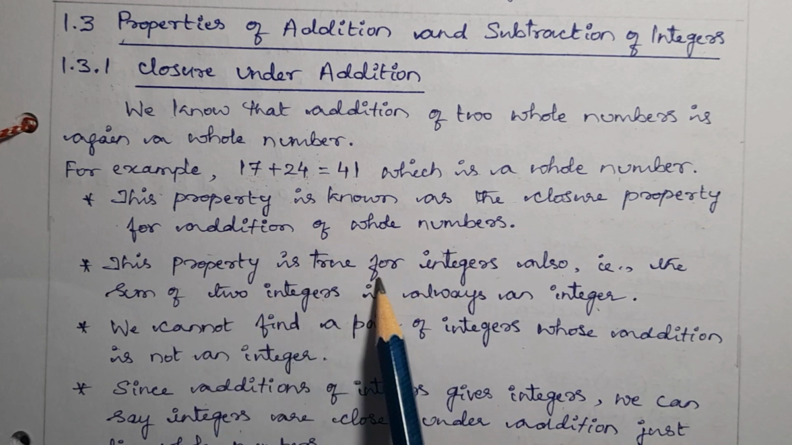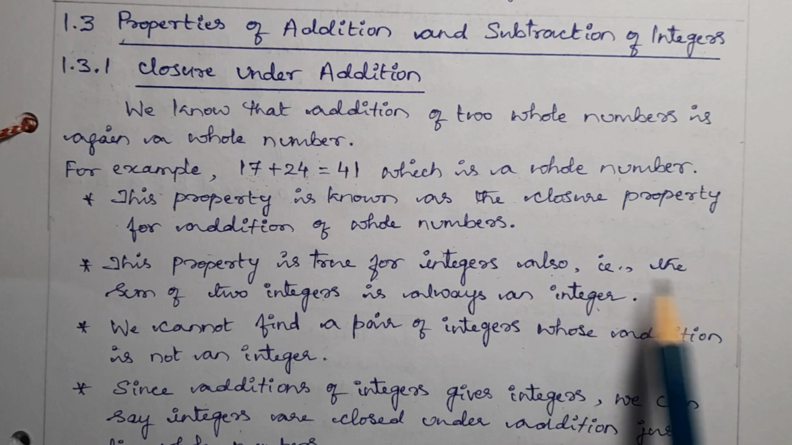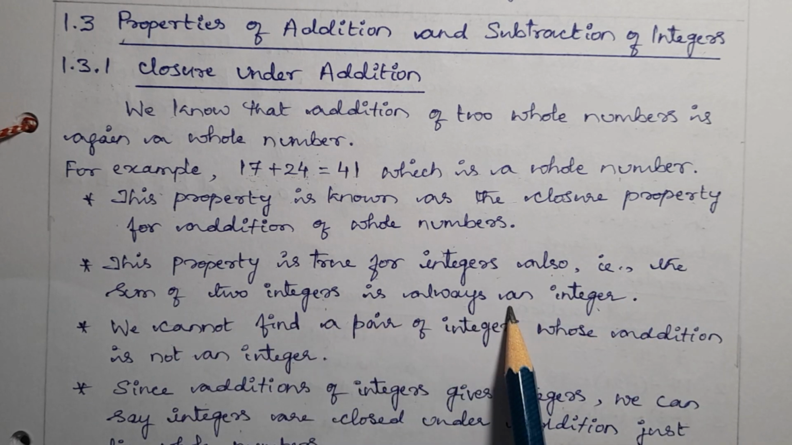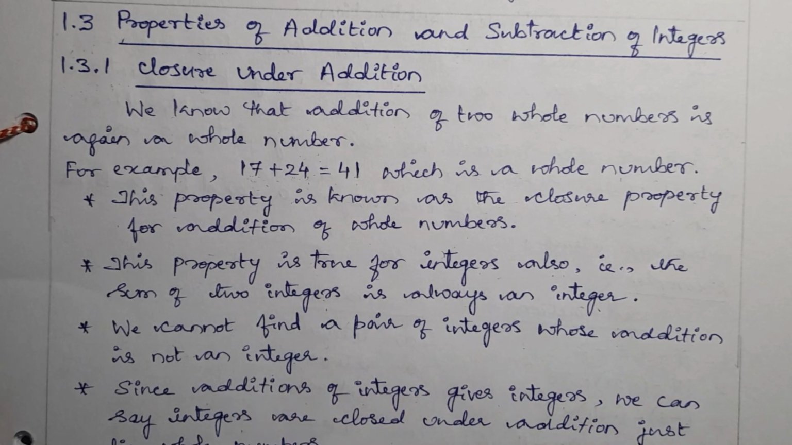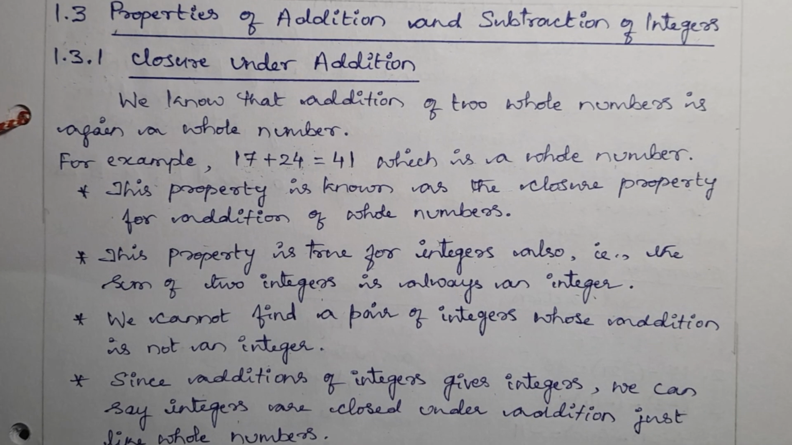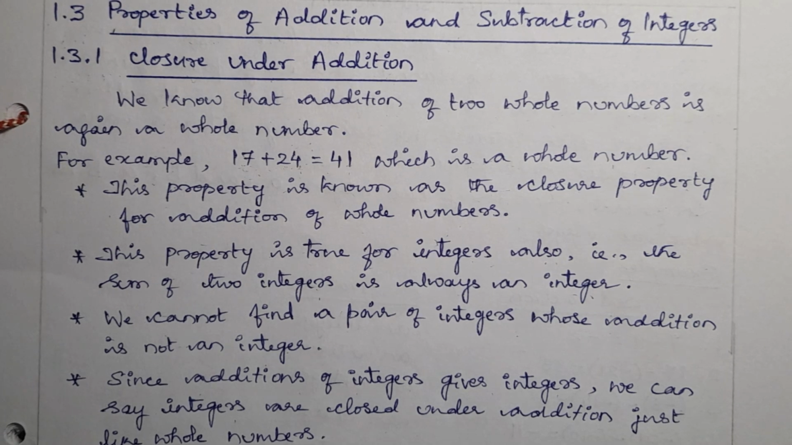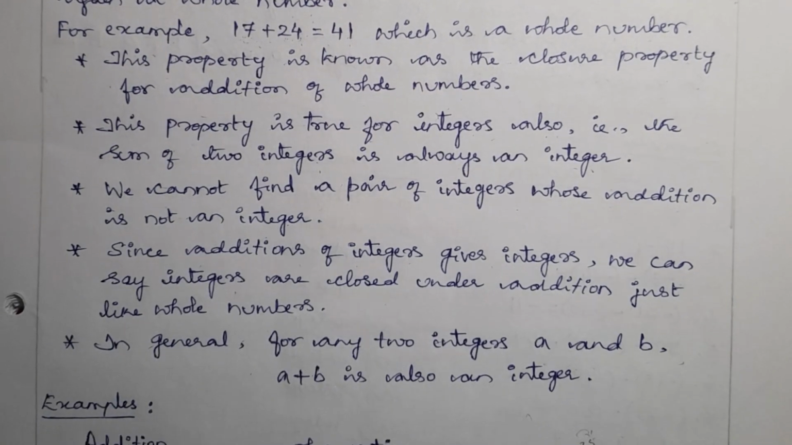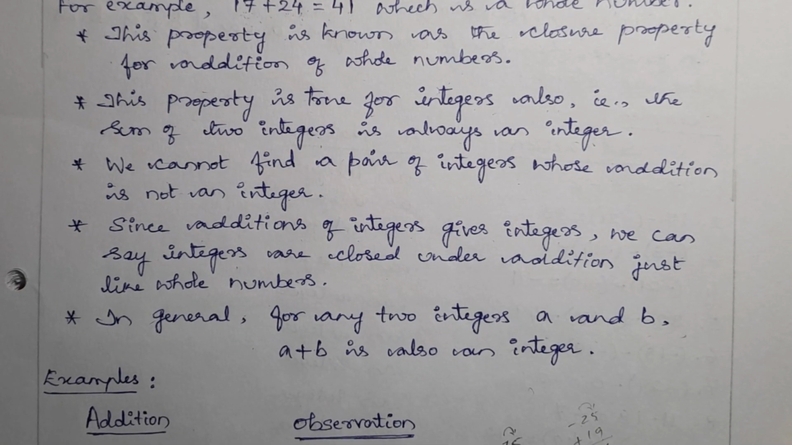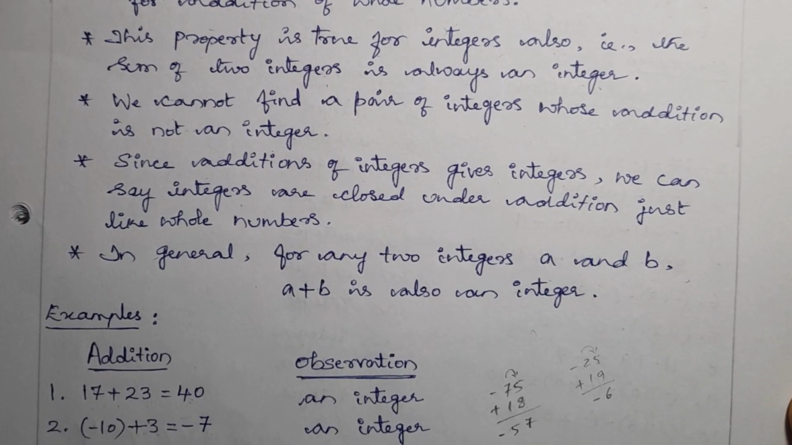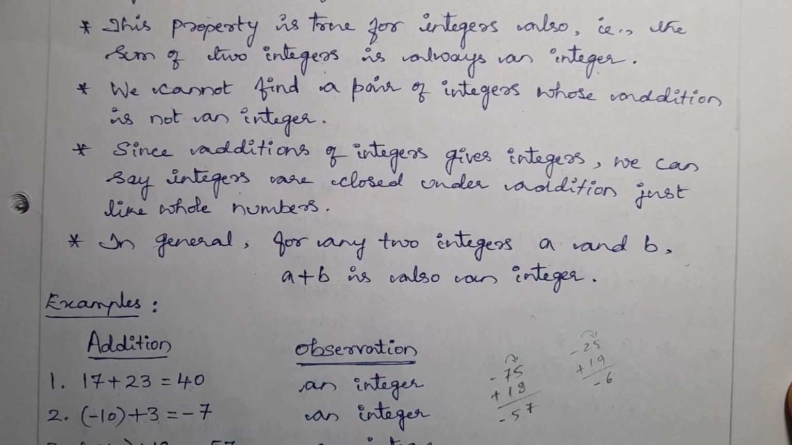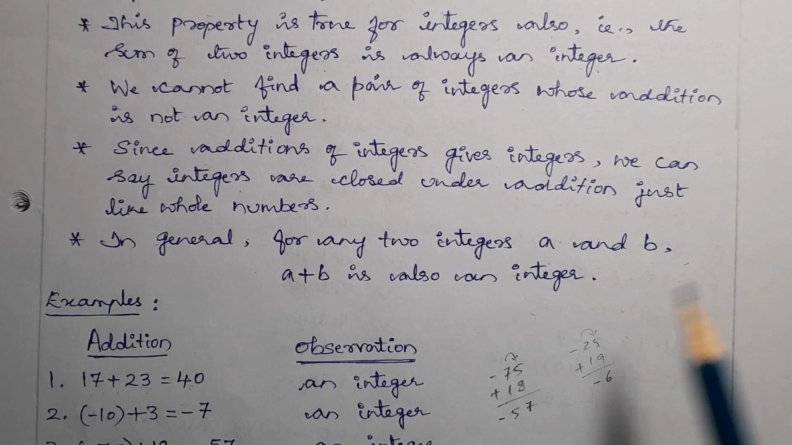This property is true for integers also. That is, the sum of two integers is always an integer. We cannot find a pair of integers whose addition is not an integer. Since addition of integers gives integers, we can say integers are closed under addition, just like whole numbers. In general, for any two integers a and b, a plus b is also an integer.